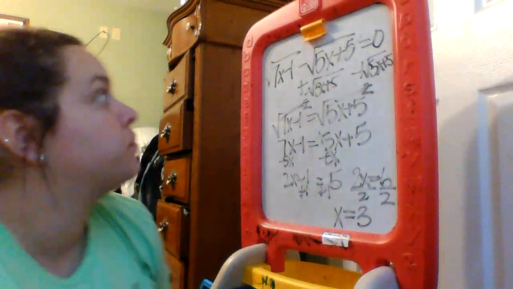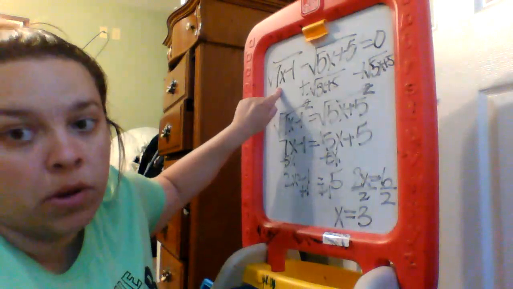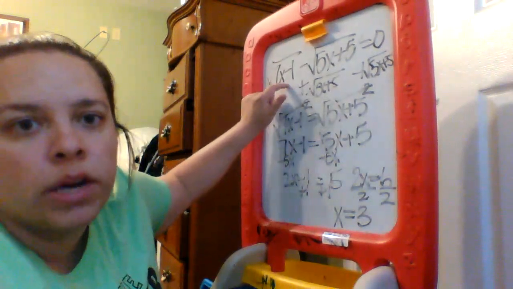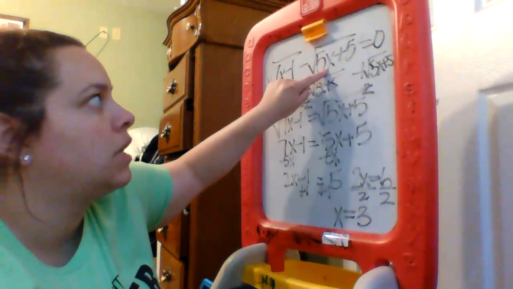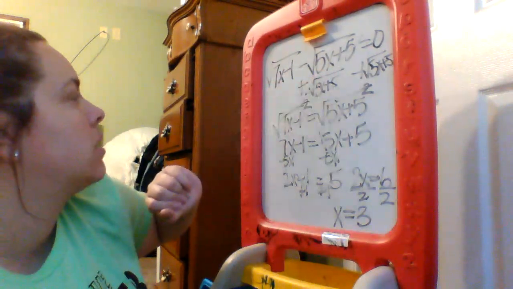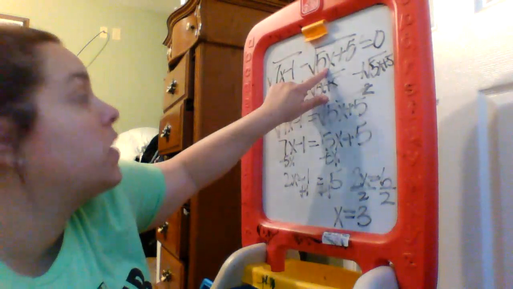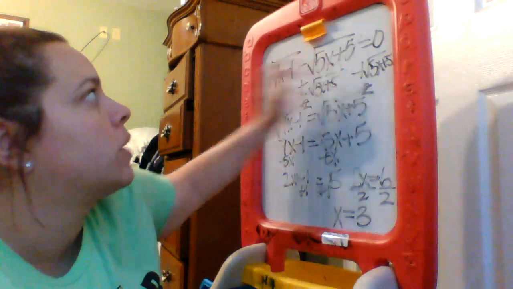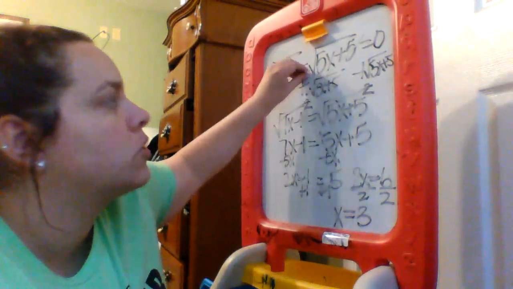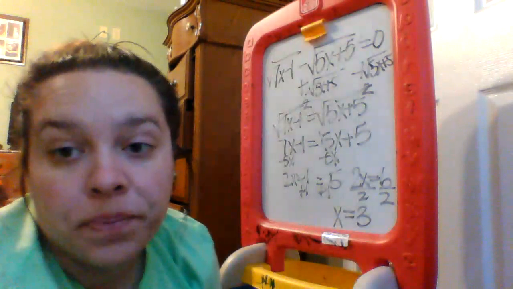Check it in both of them. 7 times 3, 21. 21 minus 1 is 20, so that's the square root of 20. 5 times 3 is 15, and that's right. 15 plus 5 is also 20. So that's also the square root of 20, and the square root of 20 minus the square root of 20 is 0. So that is right.